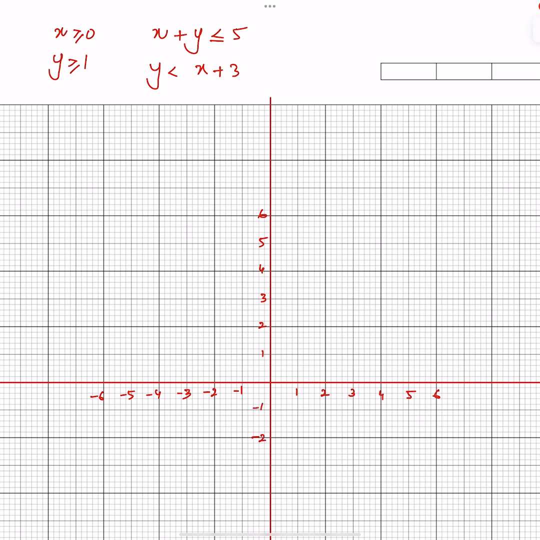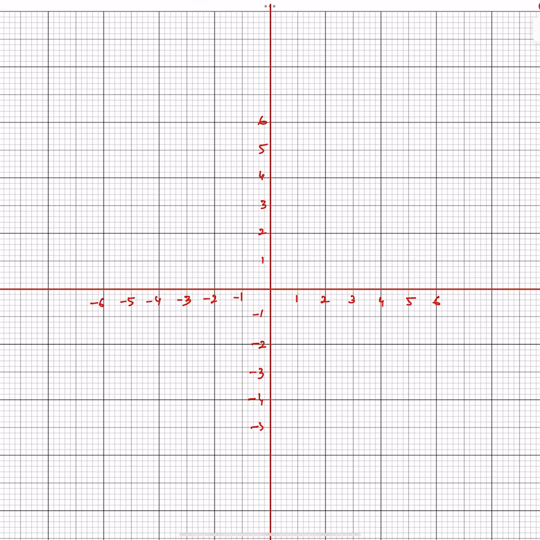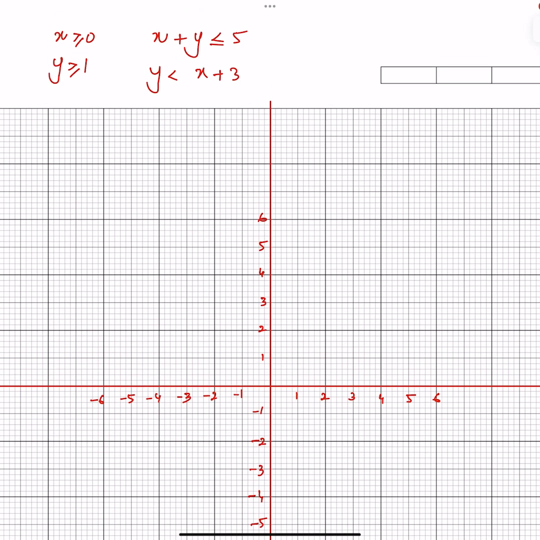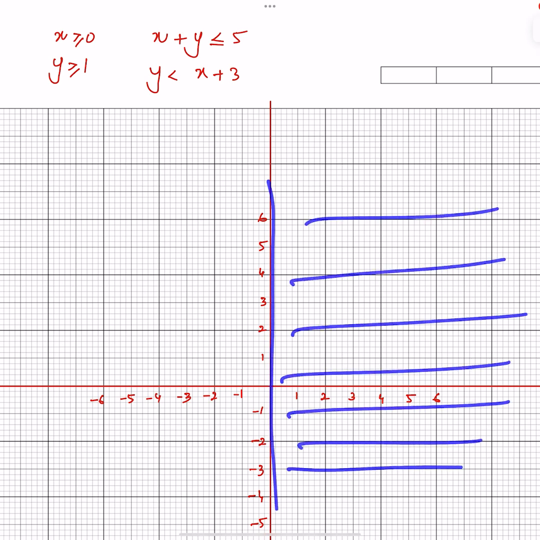Since the maximum value is 5, because x plus y is less than or equal to 5, -6 to 6 will be enough. So first of all we will draw x is greater than or equal to 0, since this is a vertical line and on this line x is 0. So first of all we will say x is greater than or equal to 0.